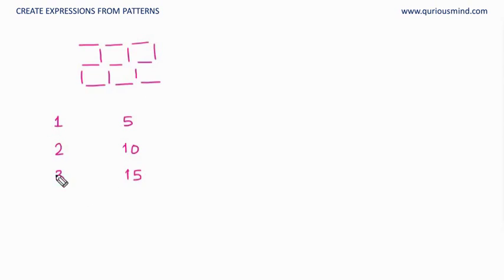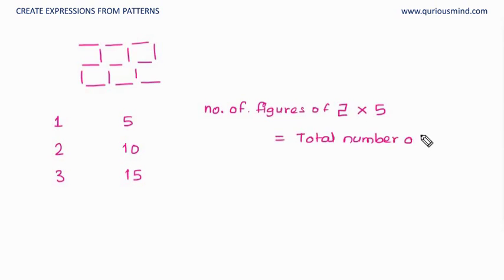And then we can see a pattern here. We can see that number of figures of 2 multiplied by 5 gives me total number of matchsticks needed. And if I call the number of figures of 2 as, let's say, n, then the total number of matchsticks I need is going to be n into 5, or can be written as 5n. And that becomes a formula.